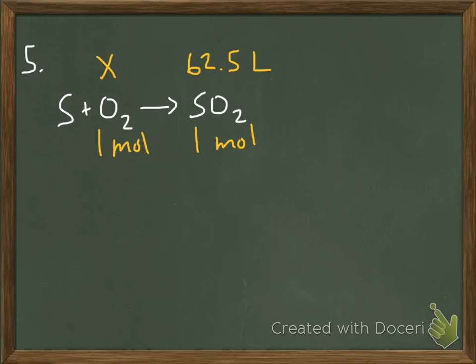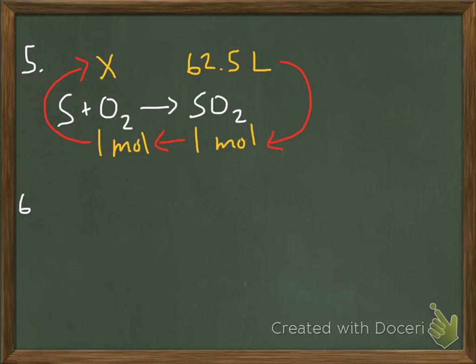We're going to take what we have in liters, turn it into moles of sulfur dioxide, turn it into moles of oxygen, and then finally turn it into liters of oxygen. You're always going to start your arrow with what you know and then end it with what you do not know. And then just follow your arrows, follow what you wrote.